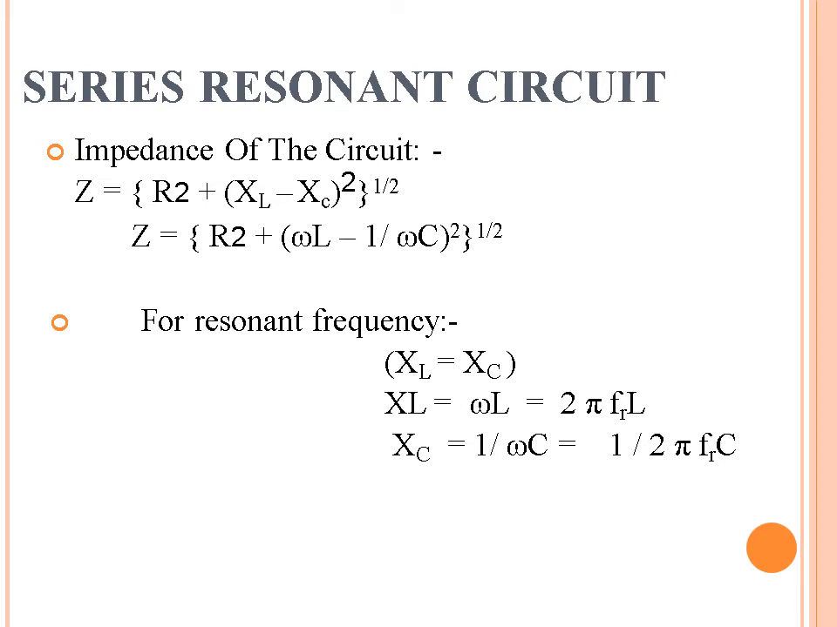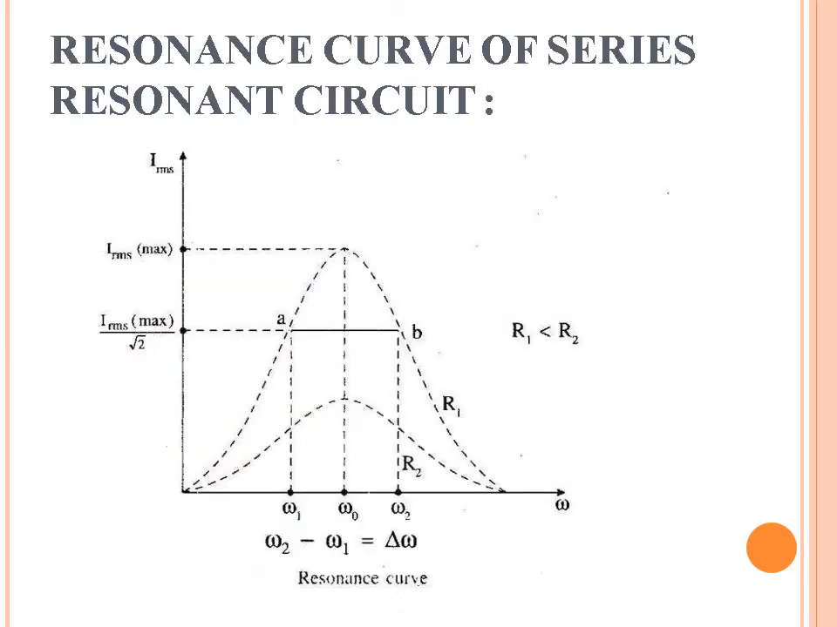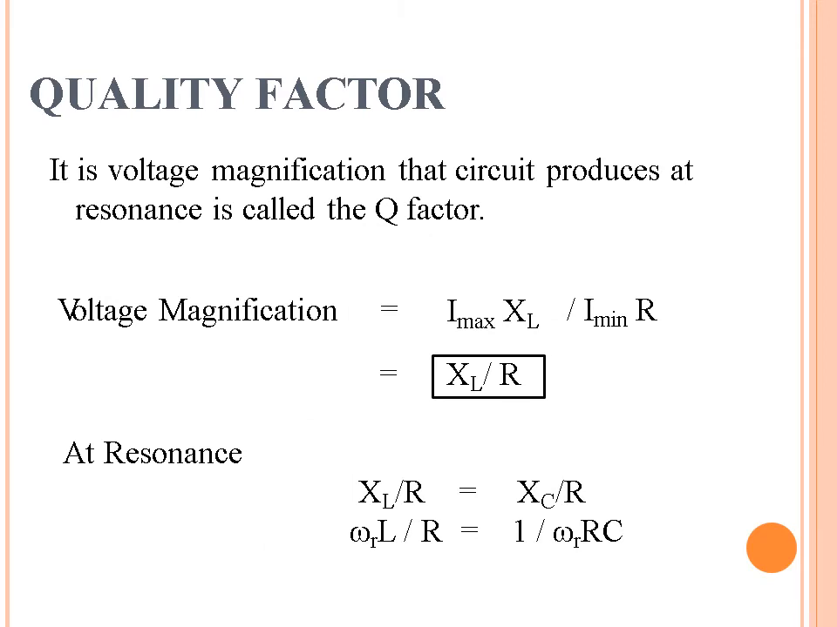Next, in the series resonance circuit the impedance is given as Z. Then at series resonance, you will have the value of FR, that is the frequency value, and the impedance value. Then the resonance curve of the series resonance circuit is represented here by delta omega, which is the difference of omega 2 and omega 1. Then quality factor is the voltage magnification that the circuit produces at resonance.